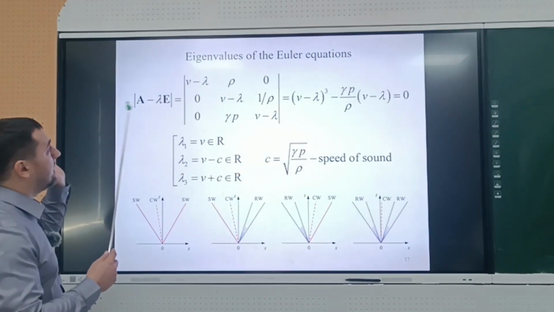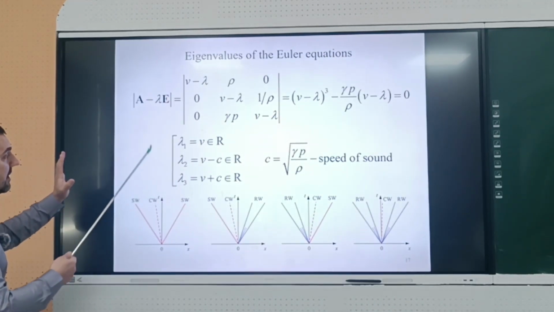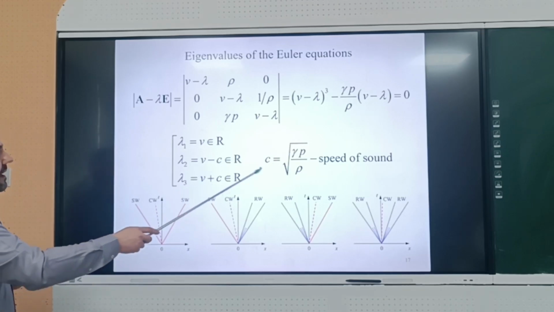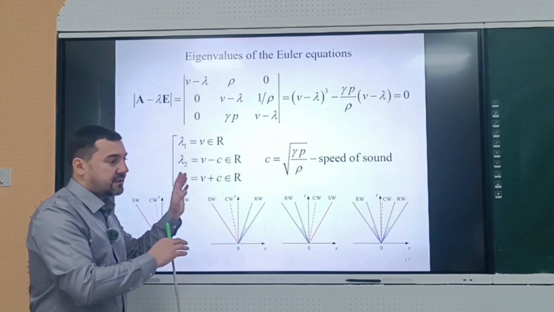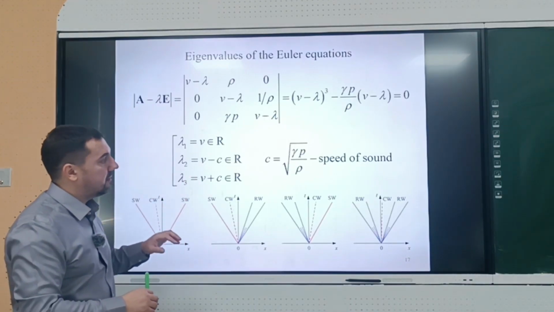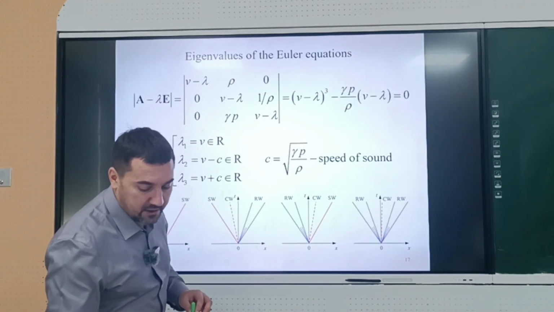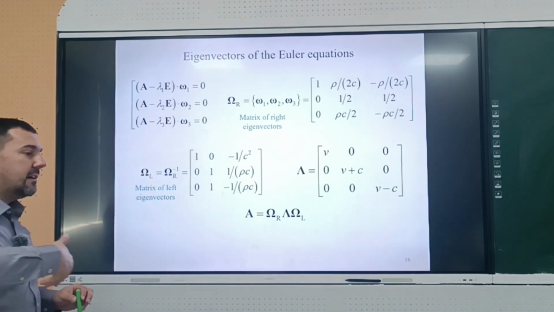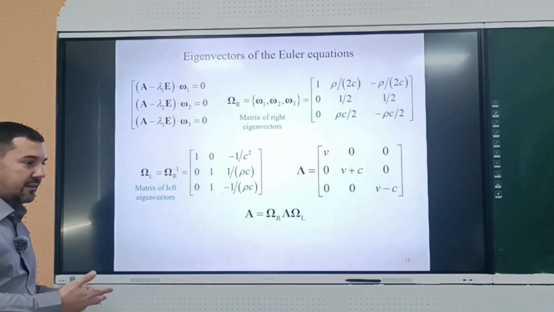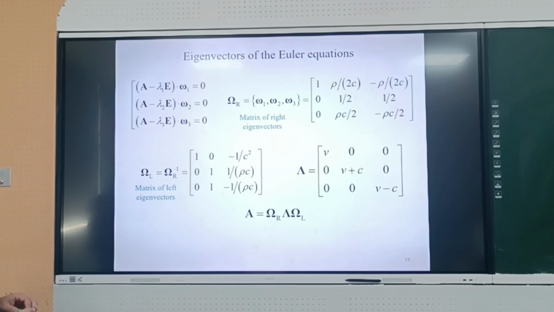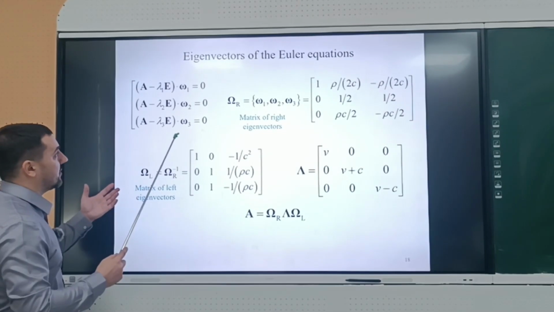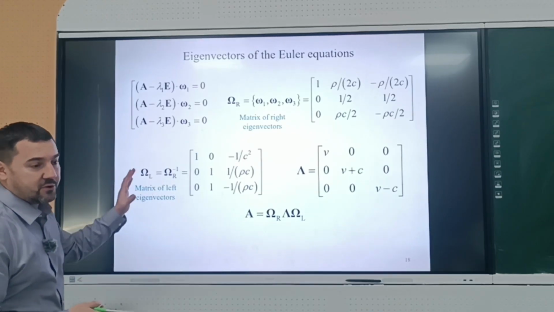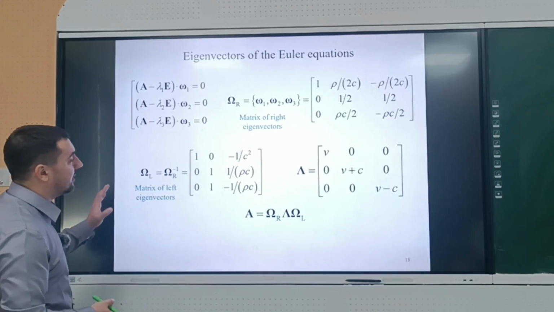Okay, so we found the eigenvalues of the Euler equations, V minus C, V plus C, and V. If gamma P over rho is greater than 0, and that's true for gas dynamics, it means that the eigenvalues are real, and that's great. Now we need to check that the eigenvectors form a basis, that they are linearly independent. I have already reminded you how to compute eigenvectors, right? That's why I showed you this very simple example.